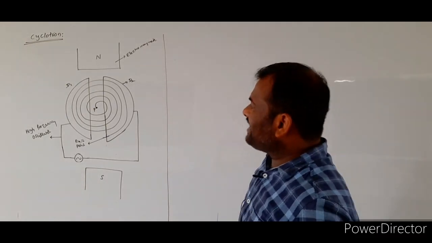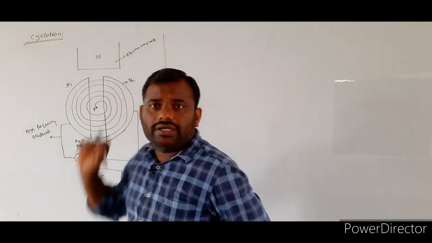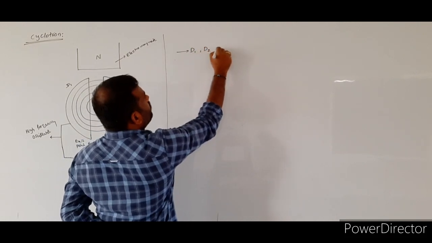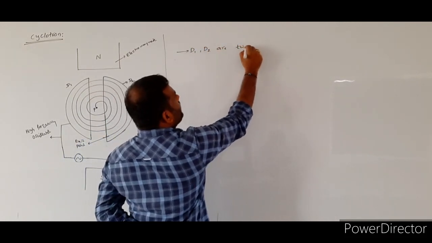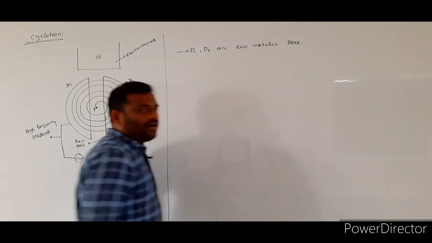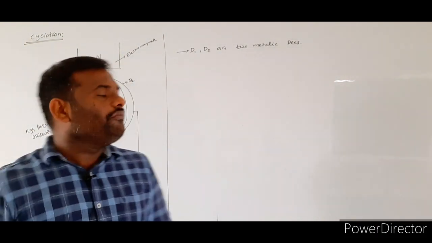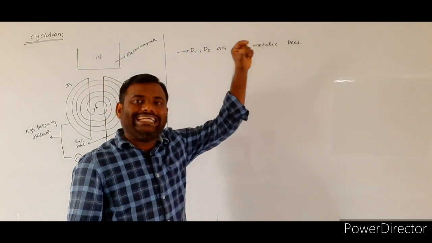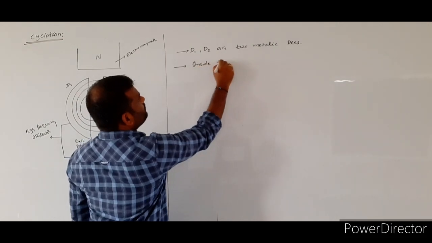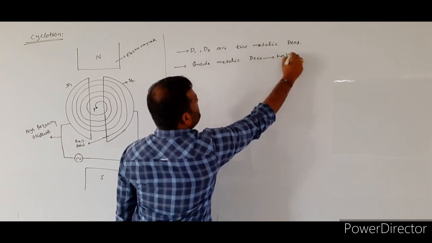Next, we consider another device, D1 and D2. D1, D2 are two metallic discs, because those structures are in the shape of the capital letter D. That's why we call them metallic discs. Inside the metallic disc, a hollow space is there.